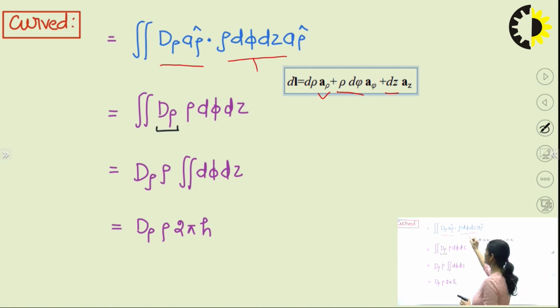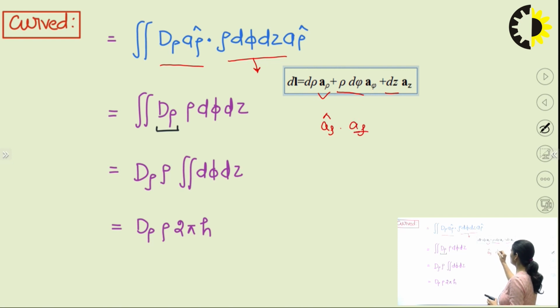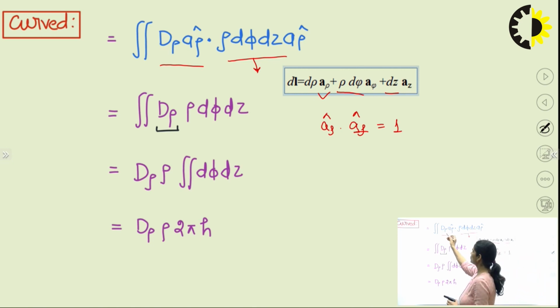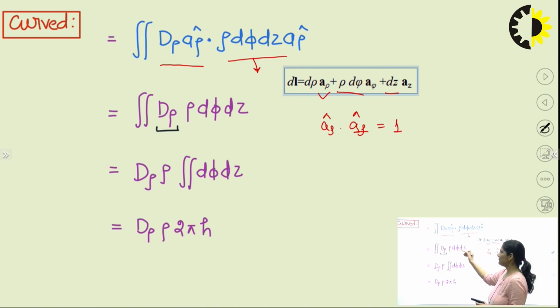So write down dS is equal to rho dphi dz unit vector of rho. And you all know the value of D is D_rho unit vector of rho. Now here you have the unit vector of rho and here is also the unit vector of rho. If it is the same unit vector, then you can take the dot product of this, and that is equal to 1. So put the value 1 here, and you will get D_rho dot rho dphi dz.